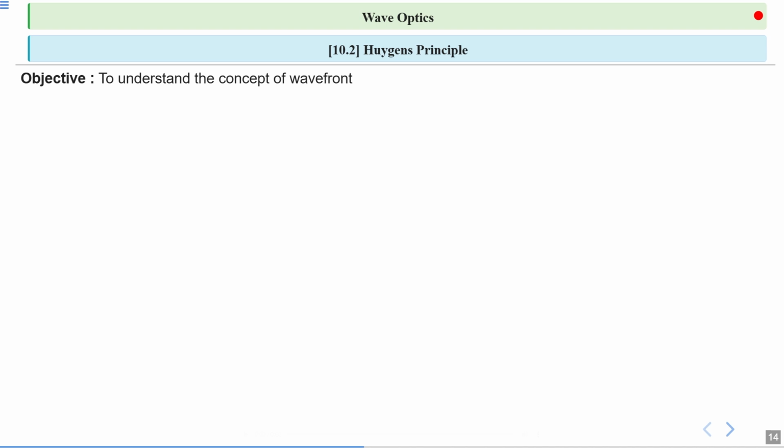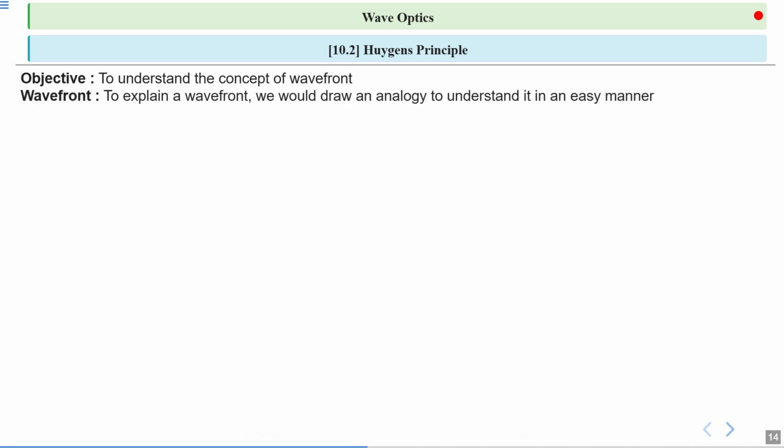So here our objective is to understand the concept of a wavefront. This is the fundamental idea that will help us grasp how waves behave in different scenarios. To explain a wavefront, we will use an analogy that makes it easier to understand. Imagine dropping a small stone into a calm pool of water.